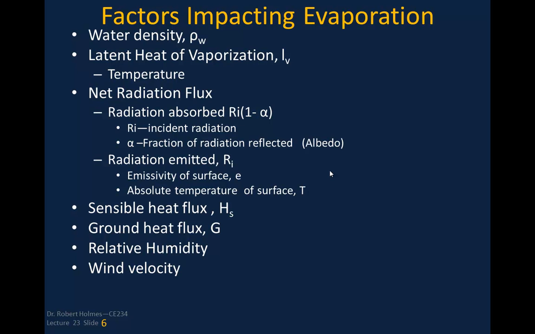And the emitted would be based on what the surface is, and the emissivity of the surface. If it's a black surface, there's going to be less radiation emitted from it than a whiter surface, like snow cover. And those are products of temperature and the emissivity of the surface. Those would be the influences, the driving forces determining the radiation emitted. We also have factors of sensible heat flux, ground heat flux, relative humidity, and wind velocity. And so we'll talk about these factors on evaporation as we develop the models for evaporation.